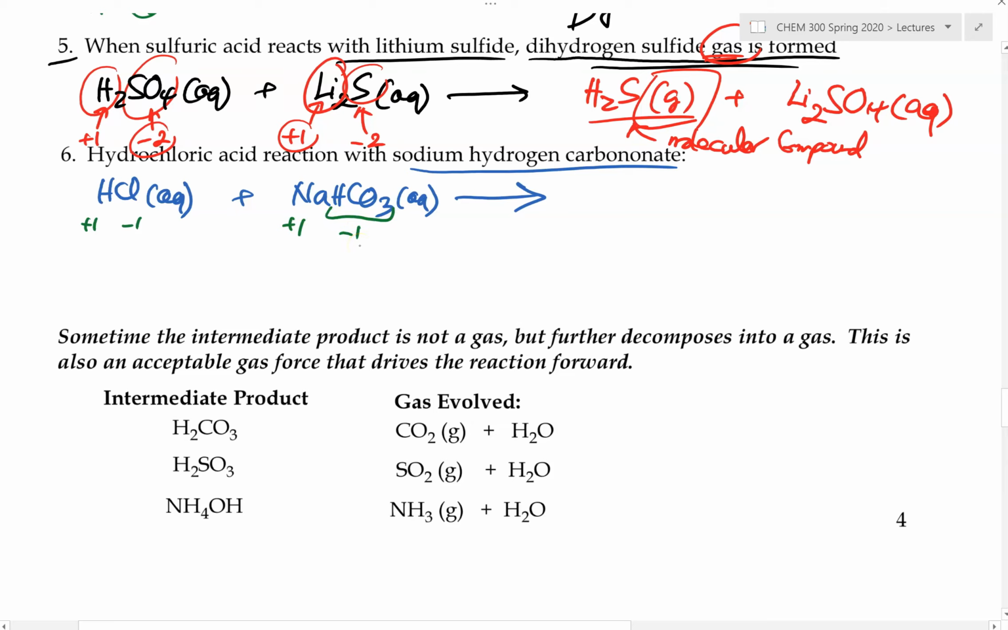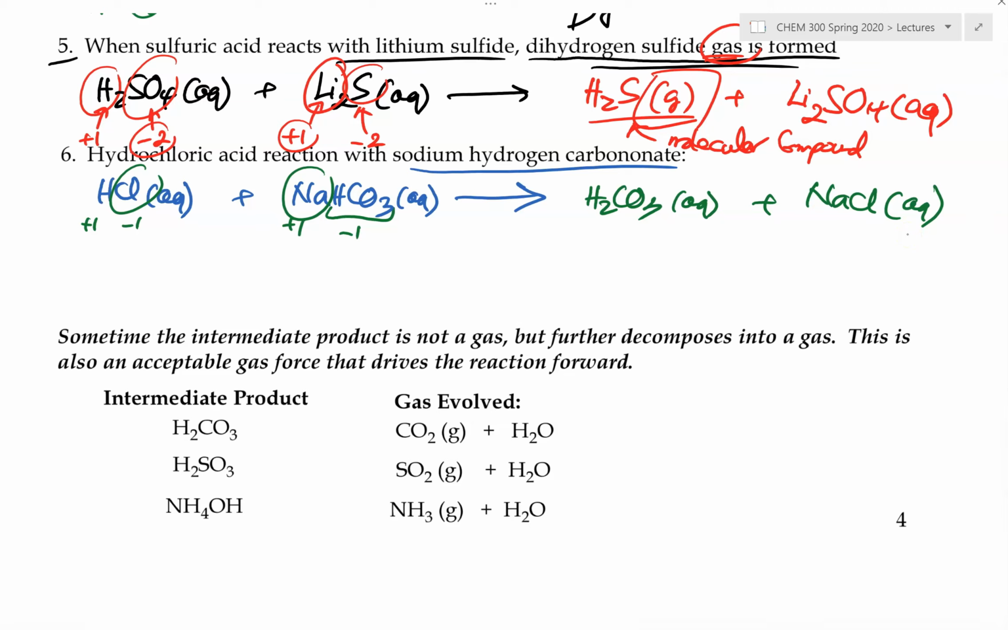So here in this case, the hydrogen will be binding with the hydrogen carbonate, and that will then form H2CO3, which is basically carbonic acid, right? And this is soluble in water, so it is aqueous. And now sodium will be forming a compound with the chloride, and that is producing NaCl, and this is soluble in water. So there we go. That will be the product of this reaction right here.